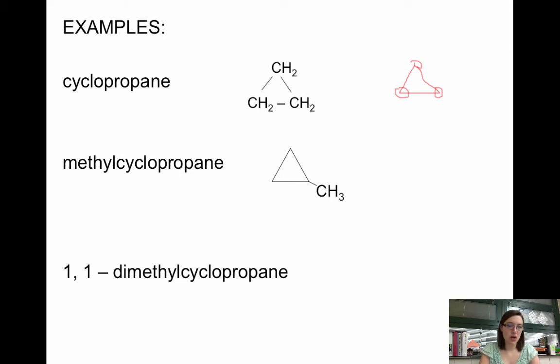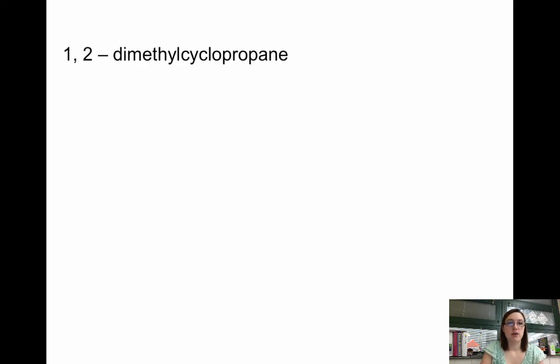Then you have 1,1-dimethyl cyclopropane. Now that we have 2 methyl groups, we're going to have to include the numbers. So dimethyl cyclopropane, so cyclopropane is going to be your triangle again, and you're going to have 2 methyl groups off of the same carbon. Okay, so then if we have 1,2-dimethyl cyclopropane, again your parent is cyclopropane, so you're going to draw out cyclopropane, and then 1,2-dimethyl, so 1 methyl group, 1 methyl group.